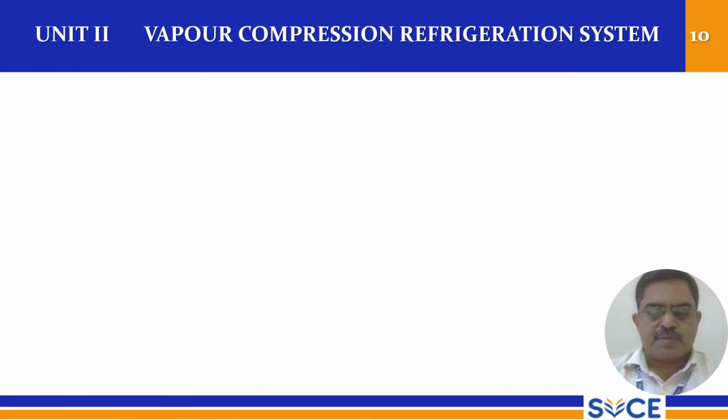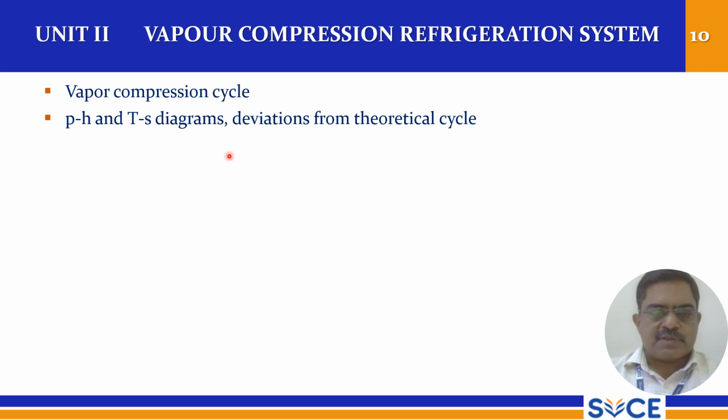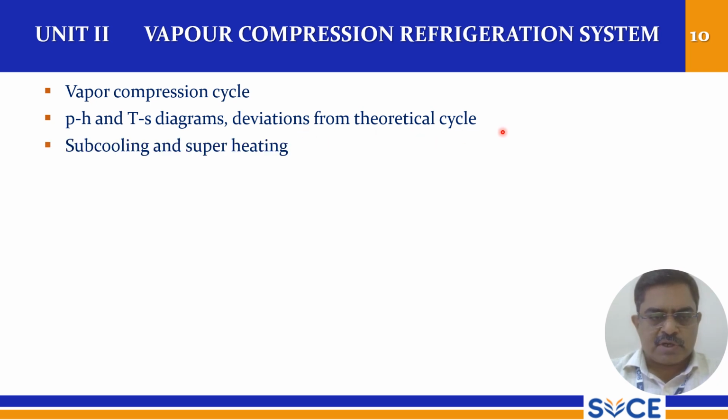So these are all the topics we have. Vapor compression cycle, in the last session we have completed this. In this session we are going to discuss the pH and the TS diagram. pH is nothing but the pressure and enthalpy diagram, and TS is nothing but the temperature entropy diagram. Deviations from the theoretical cycle, this is the topic we are going to discuss now.